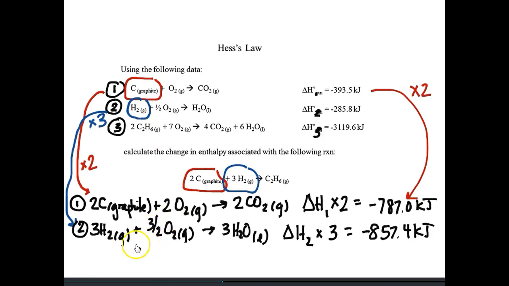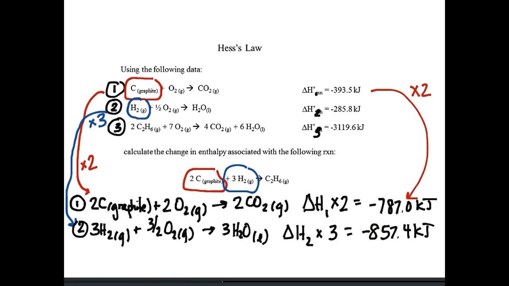You've got to get over your fear of fractions, okay? If you don't like fractions, you're going to have to get used to them, because we usually use half or 3/2 or 7/2 or some sort of half fractions for a lot of these reaction components. We're going to take the corresponding delta H2 and multiply that by 3. That's going to give me negative 857.4.